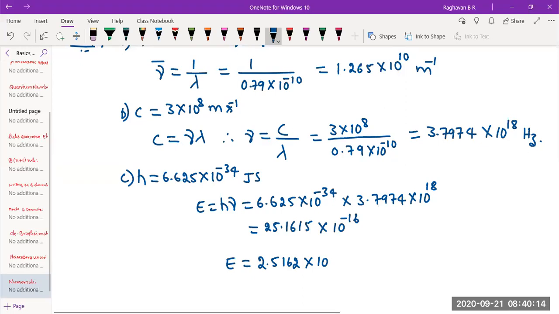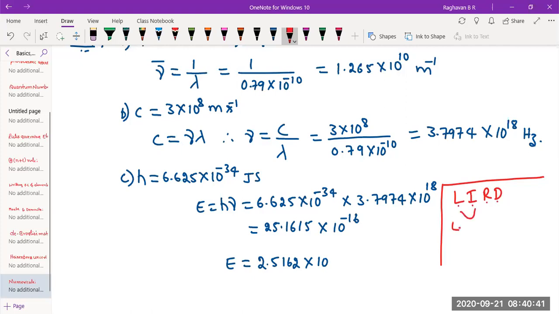Shall I give you one easy, non-confusing method? Always we may be knowing and understanding things, but still get confused. We'll take this simple formula, LIRD. Always while shifting the decimal, LIRD. What is that? If you shift the decimal to the left hand side, increase the power. If you shift the decimal to the right hand side, decrease the power. Left, increase; right, decrease.